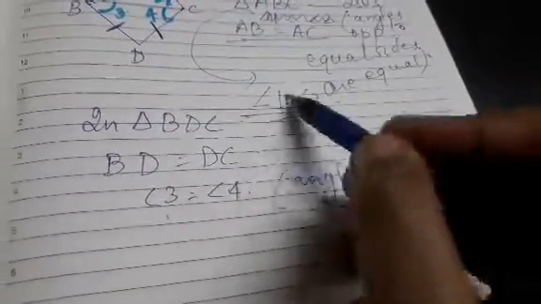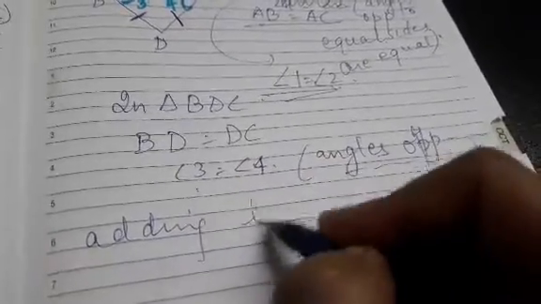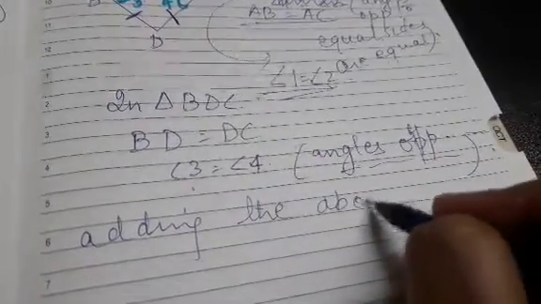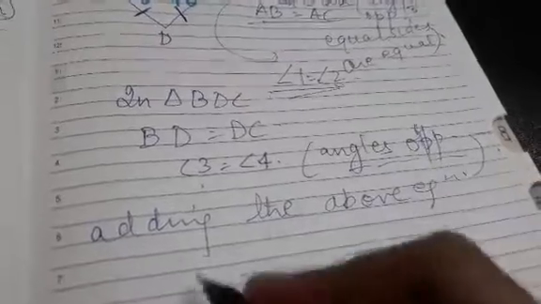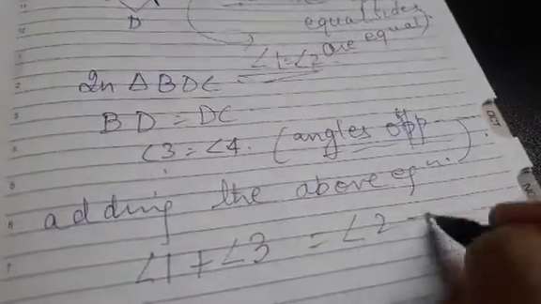Now I will add these two equations. Adding the above equations, 1 will be added to 3 and 2 will be added to 4. Now check the figure. When I add 1 and 3, it will be angle ABD.